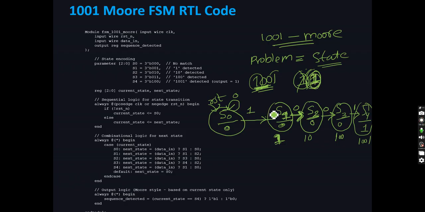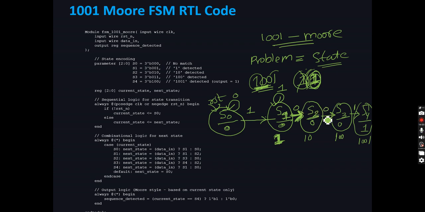So where is the 1 state here? Here we have the 1 state. If you give 1 again here, it will go to the S1 state only. Again, two transitions are there, like I said before: if you give 1, what state will it go to, and if you give 0, what state will it go to. These types of transitions are there.